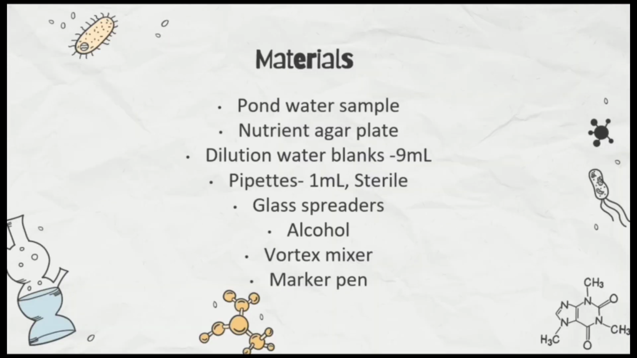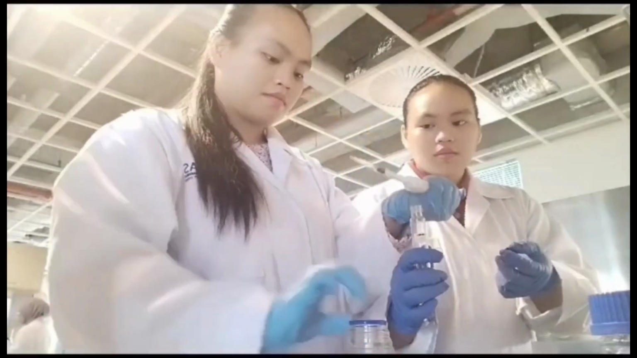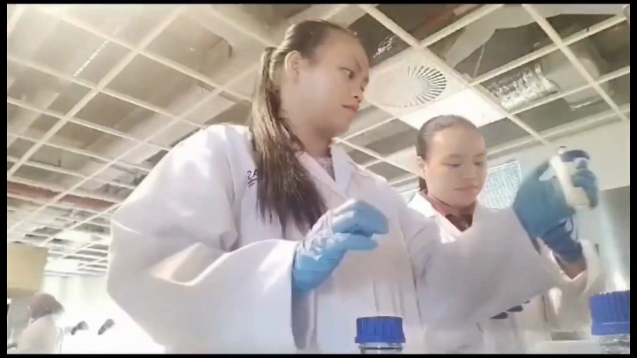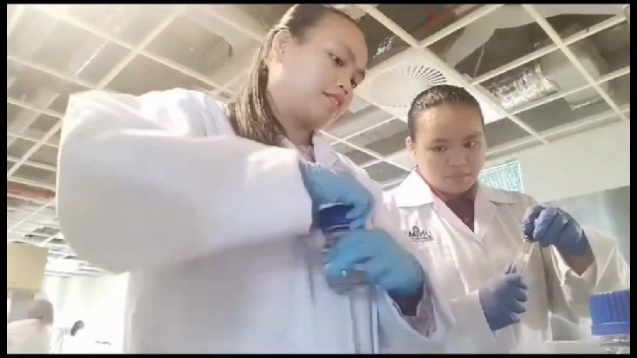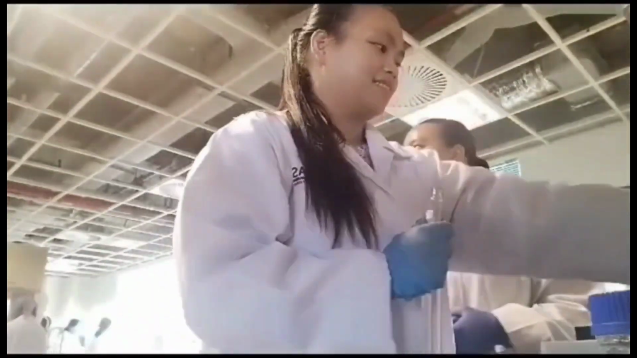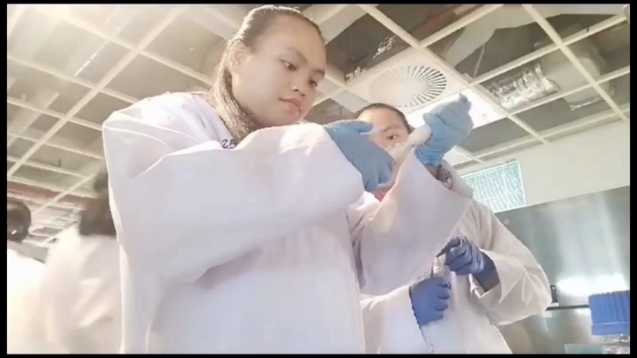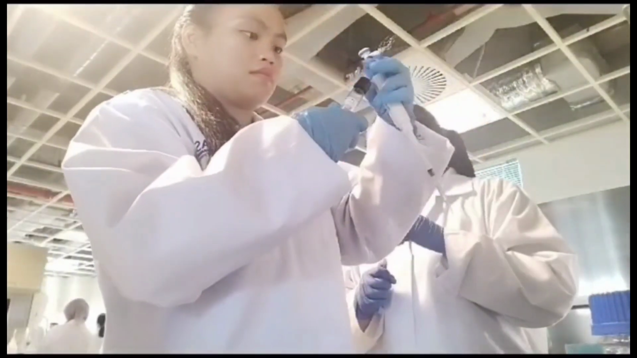These are the materials used in this experiment. Procedure: label 3 of the 9 ml dilution water blanks as 10^-1 to 10^-3 respectively, and label 4 nutrient agar plates from 10^-1 to 10^-4.